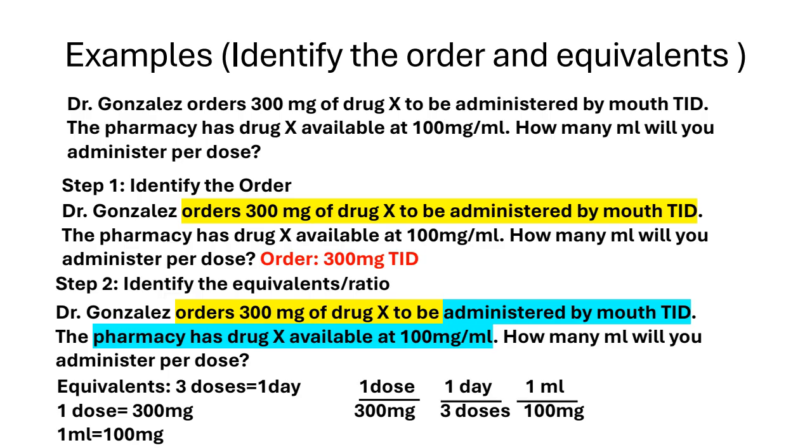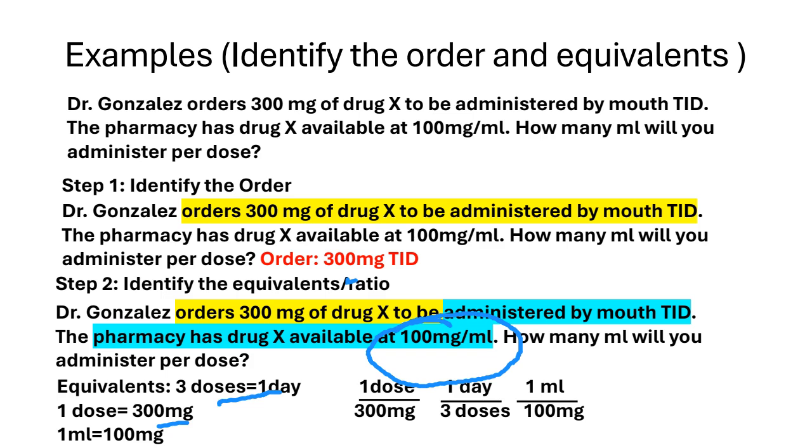Okay, now let's find out the availability of the drug. Okay, that's another equivalent. So in this case, they're telling us that the drug availability would be 100 milligrams per ml. So here we're not solving anything yet. We're just identifying every equivalence. So the equivalence here will be on the bottom. 3 doses will give you the day. 1 dose will give you 300 milligrams. And 1 ml will give you the 100 milligrams. And here I'm just setting up the equivalents to know what goes with what, but I'm not going to use them yet. We're going to use them later on.